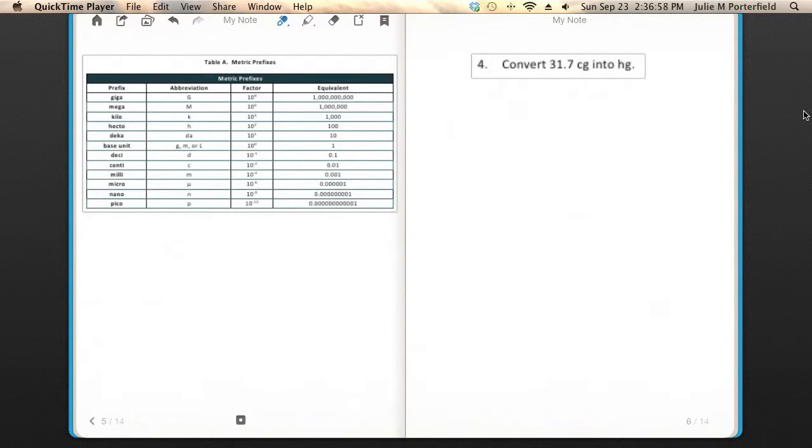Today we're going to do some conversions. First I'll explain how to convert between metric units using the standard method, and then I'll demonstrate how to use the bump method to check our work. This problem asks us to convert 31.7 centigrams into hectograms. So we'll start off by writing down what we were given.